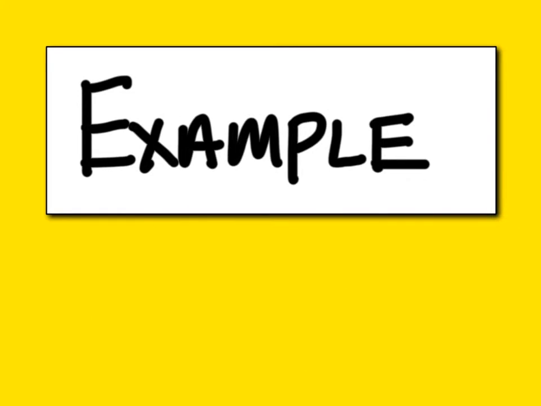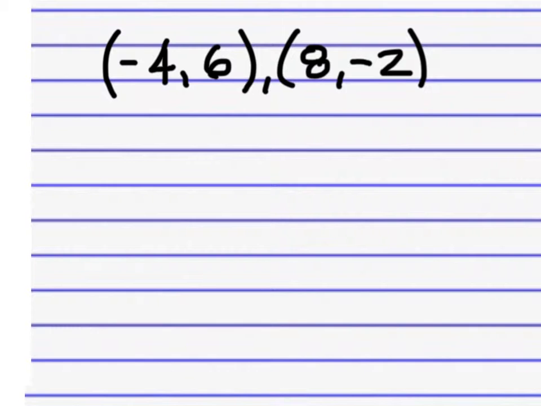Here's an example. You have -4, 6 and 8, -2. Your first step is to find the slope of this line. And to do that, you're going to have to do -2 minus 6 over 8 minus a -4. And that comes out to be a -8 over 12.